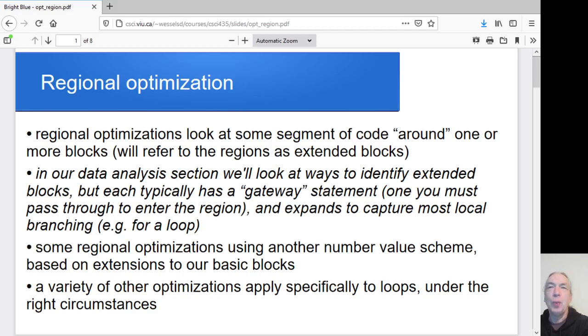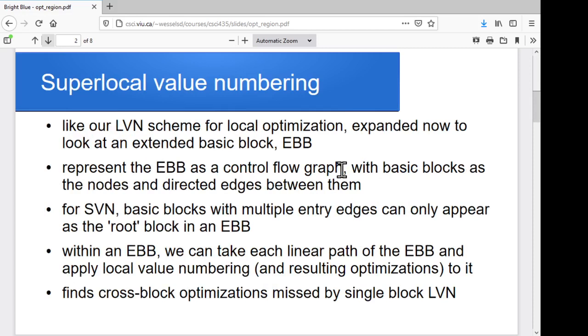So one of the things that we'll take a look at in the regional optimization is just extending the value numbering system we looked at for local ones into our extended blocks. So that'll be the first thing we take a look at. And then we'll look at some customized variations that we can apply to loops under the right circumstances. Loops are a key target for regional optimization, so that seems like a logical place to try and tackle some of our ideas.